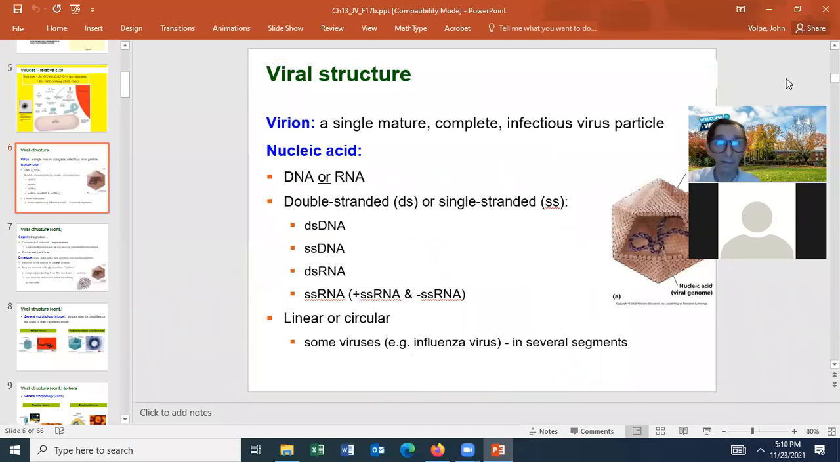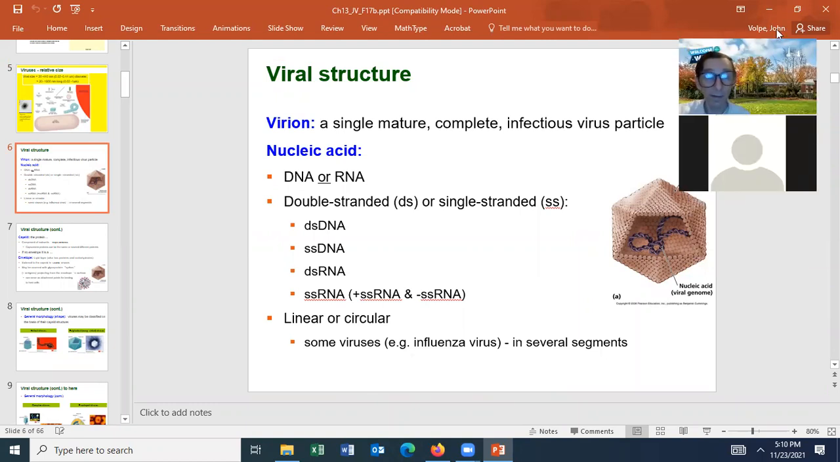Viruses have a structure, and when we're talking about the structure, we're going to be talking about what makes up the virus and what's inside it. The virion is a term that's used for a single mature, complete infectious virus particle. So when we're talking about viruses, we could use the term virion.